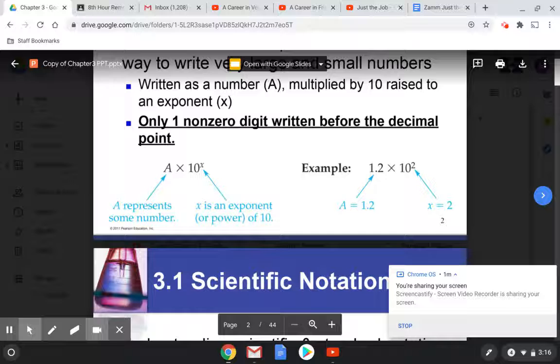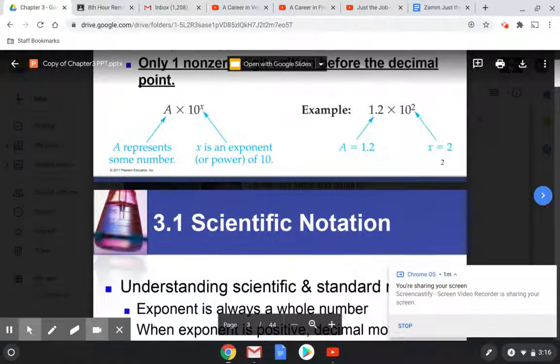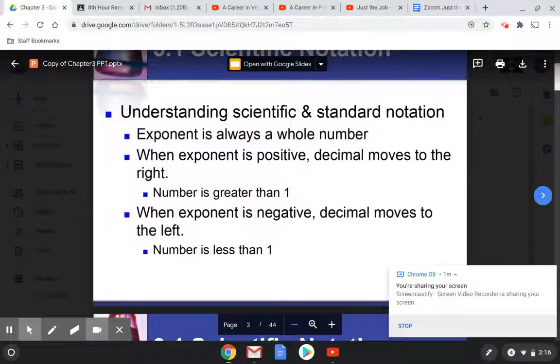So again, understanding all this, scientific notation is going to be 1.2 times 10 to the second power, and then the standard notation is how it is without that scientific notation, like 120 or like 1,254. So again, we're going to kind of gloss over it.